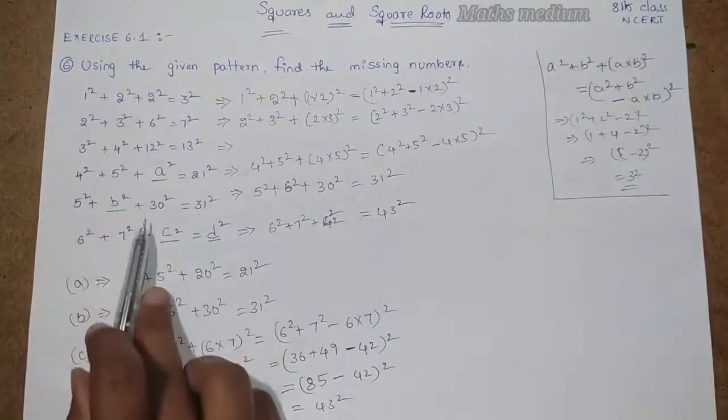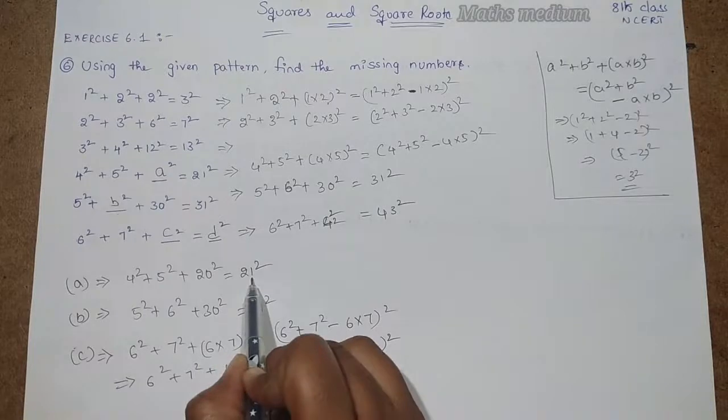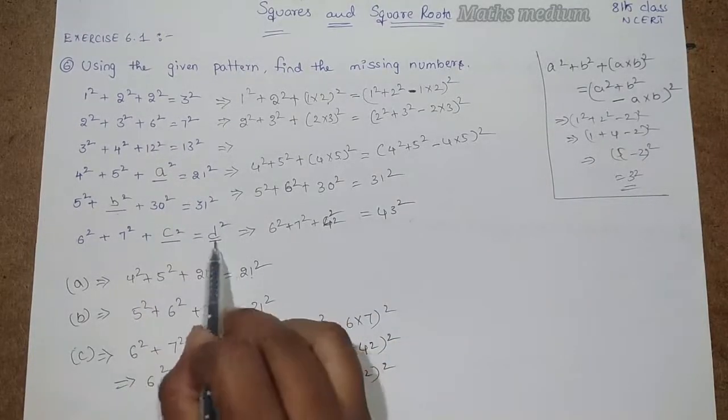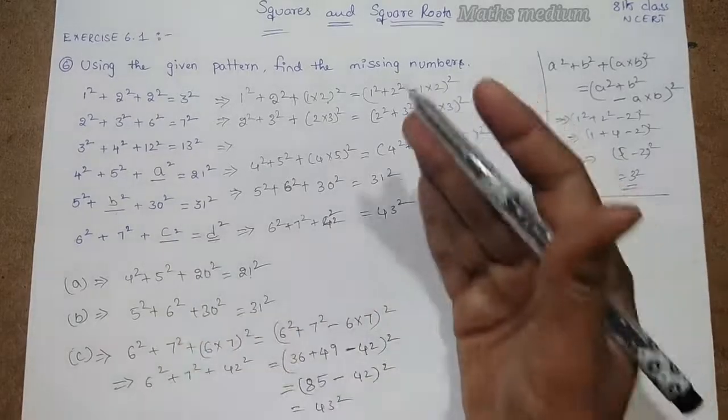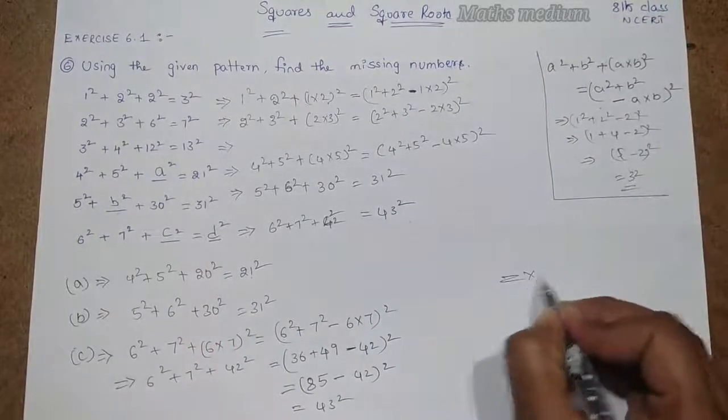If you compare these three, here A is 20, but the answer is 21 square. Here 30, 31 square. Here 42, and this is 43 square. This is the pattern according to this formula. This is about this question.